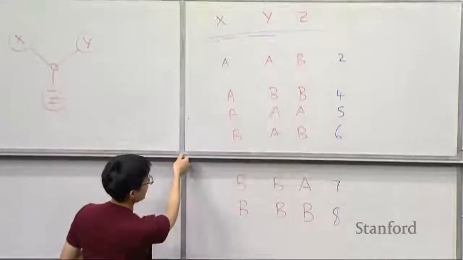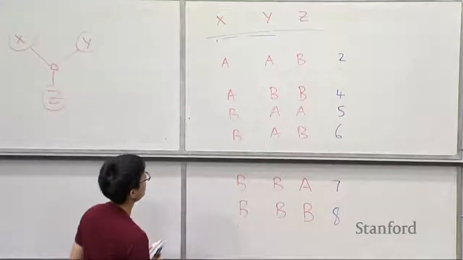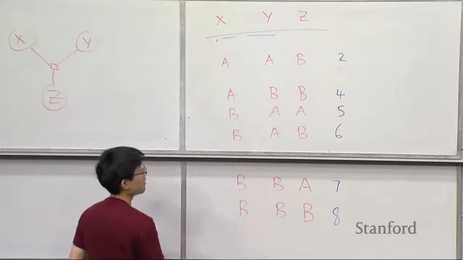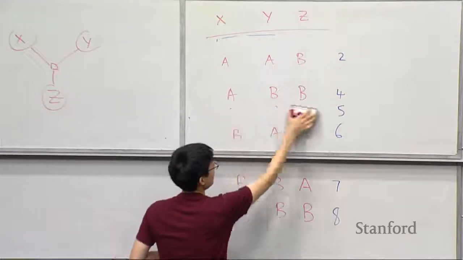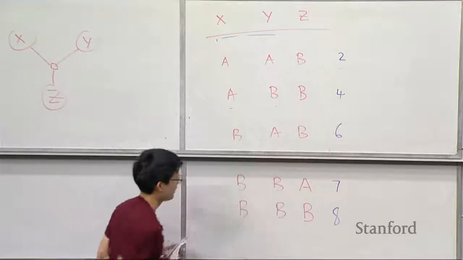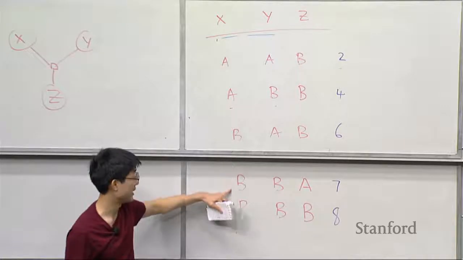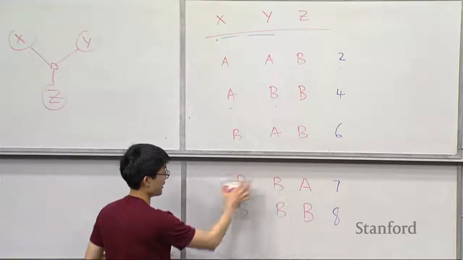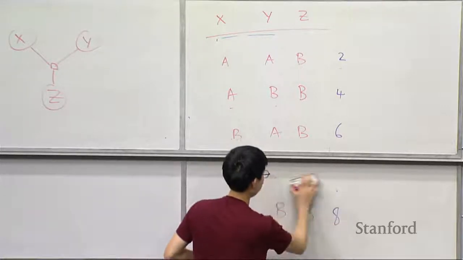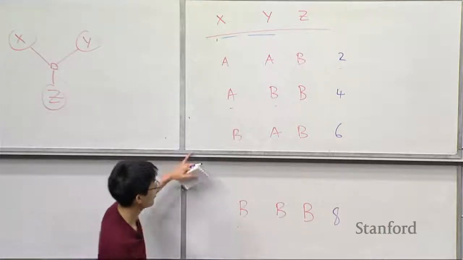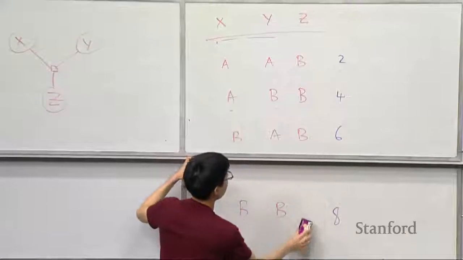And I'll keep doing that for the remaining ones. So the other configuration that x and y could be in is BA. Again, this row can go away. And finally, there's the configuration where both x and y are b. And this row is suboptimal, so I'll remove that. All right. And now I can remove the entire column B entirely.